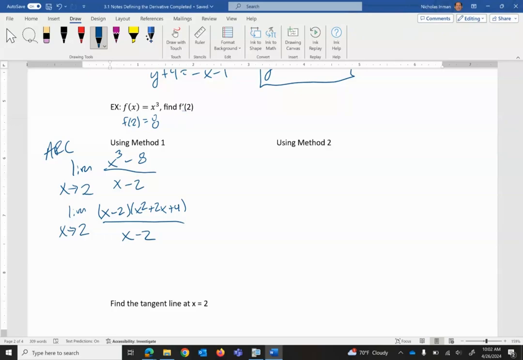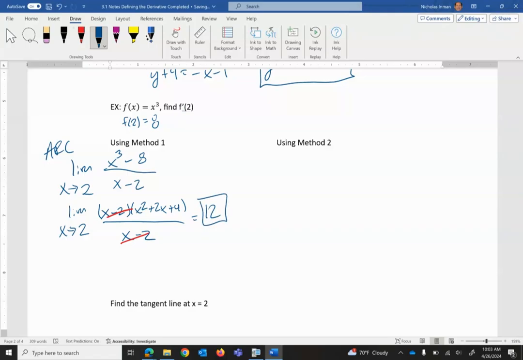There's also a rule for the sum of cubes. For a sum of cubes, this becomes plus and this becomes minus. That's just a factoring rule. I don't know how much of that you know, but it's a factoring rule. Those will cancel out. We can then plug in 2. So 2 squared, that's 4, plus 2 times 2, that's 4, plus 4. So 4 plus 4 plus 4 is 12. Our slope here is 12.